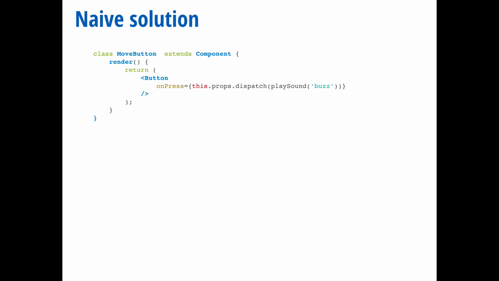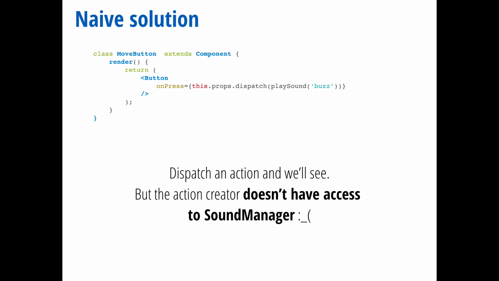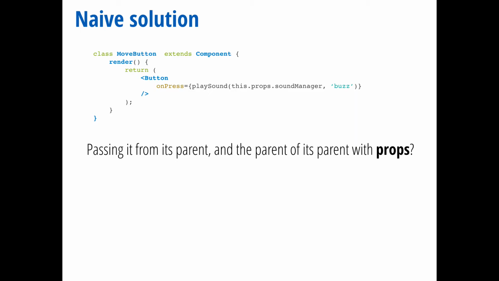Okay, then maybe we just dispatch an action and Redux will play the sound. But Redux doesn't know anything about our sound manager, so it doesn't have access to it either. So we cannot do this directly without any middleware. Then maybe we have access to it because we pass it from its parent, and the parent of its parent, and then every component in the application has something to do with sound manager. Why would this navigation toolbar have something to do with sounds? You don't know. Yes, trust me, it works. And then, yeah, it's a fireball.